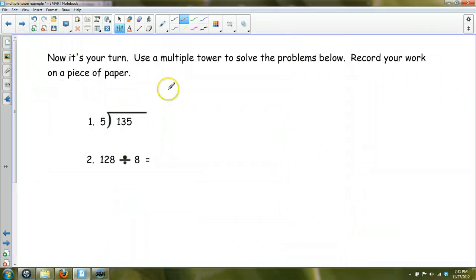All right, now it's your turn. Use a multiple tower to solve these problems below. Remember that we're practicing using this strategy, so I want you to use the multiple tower, and I want you to record your work on a different piece of paper. Good luck!